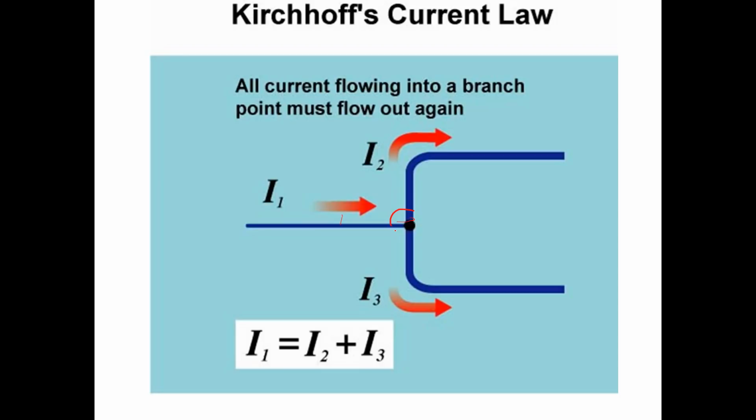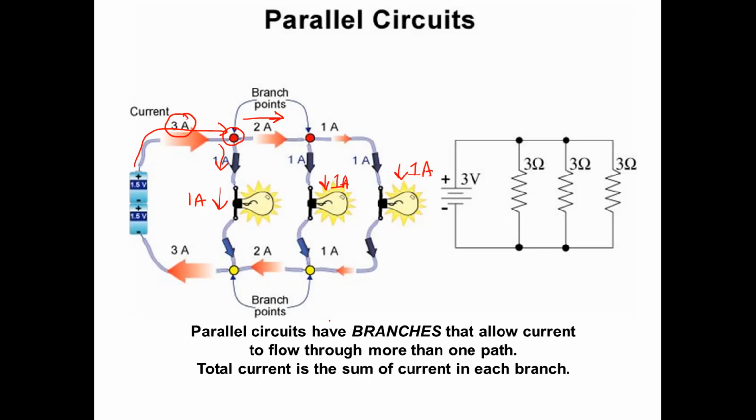Our current arriving at this point, I1, has to leave through either I2 or I3. So I1 is equal to I2 plus I3. Let me back up for just a moment here.